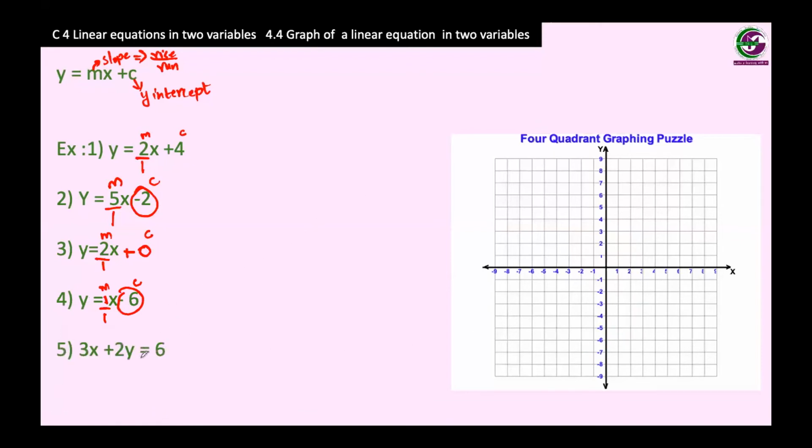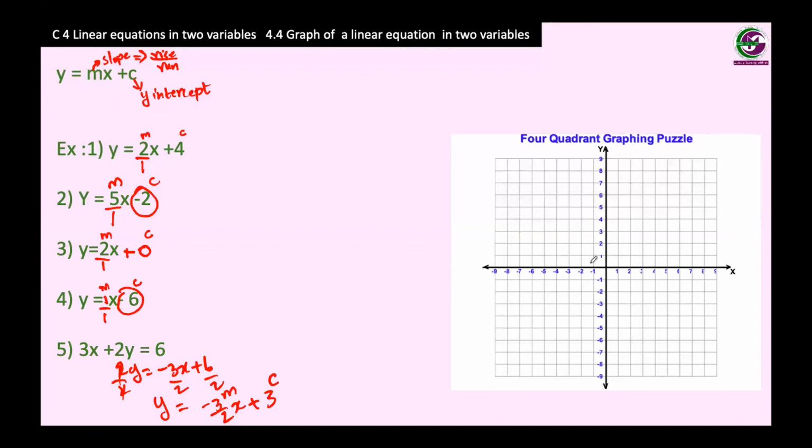Here, this is not in the standard form, so we can write it in the standard form. How? Keep y alone. So 2y is equal to negative 3x plus 6. We change 3, but we don't change 6. But we have to remove 2 so that y will be alone. Y is equal to negative 3 by 2 x plus 3. C is equal to 3 and m is equal to negative 3 by 2.